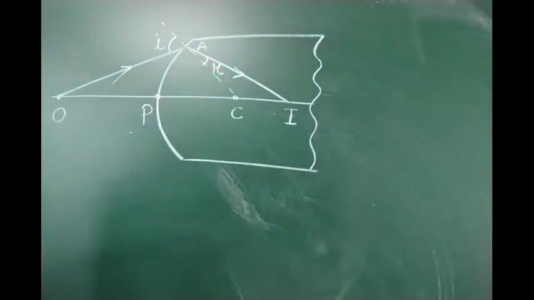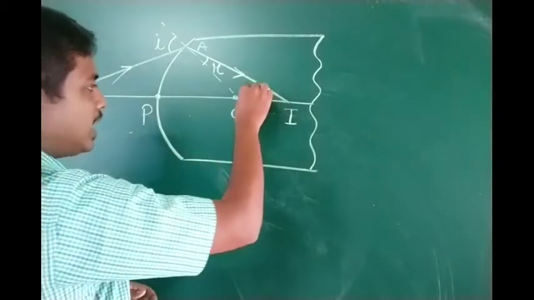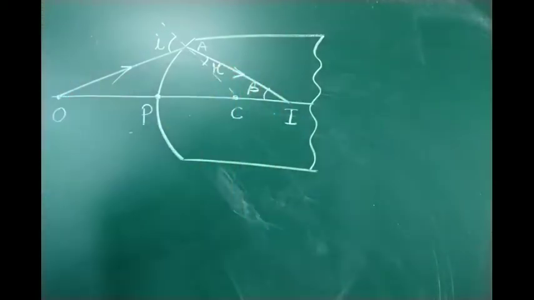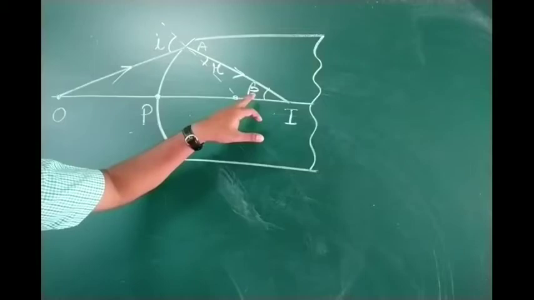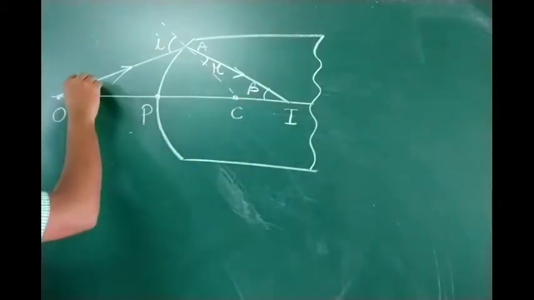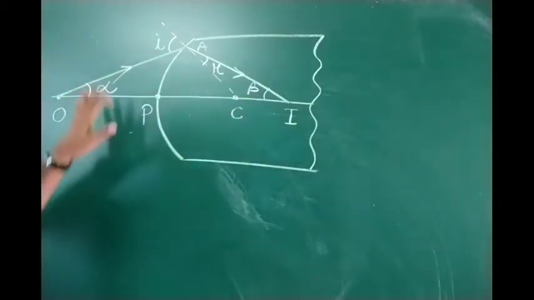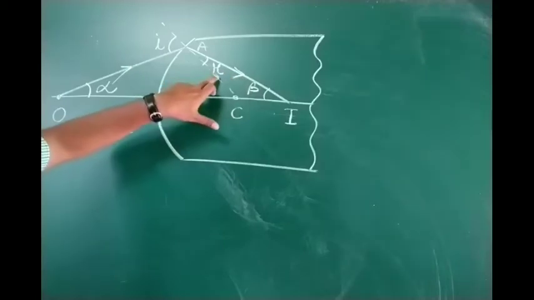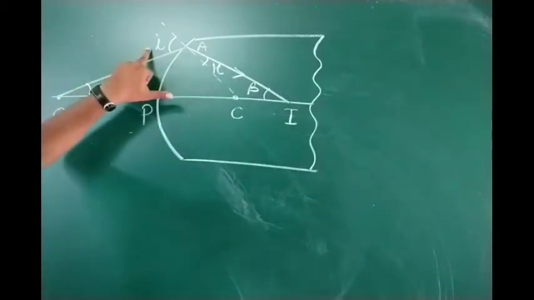Okay, next we can consider this angle as angle beta. This angle is your angle beta. This angle you can consider as an angle alpha. Alpha, beta, angle of refraction and angle I.